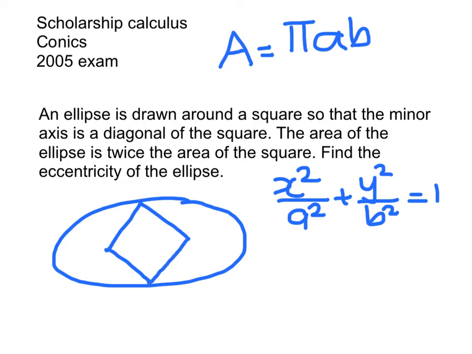So the first thing you'll be wanting to do with that is to pop some axes in. So we'll do that now. Right, now let's read the question again. The minor axis is a diagonal of the square. So there's my diagonal of the square. And our job is to find the eccentricity. So pause it here and try and work out as much as you can about what you're going to do.